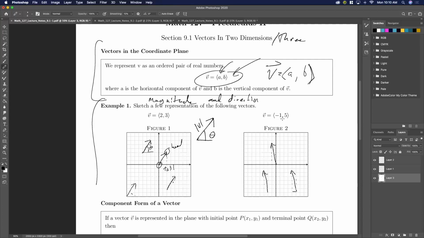It matters that this has a length of -1 in the horizontal direction and 5 up, 5 in the vertical direction. So a vector, I'm just trying to hit home that the vector does not have a spot on a coordinate plane. So that's why I'm doing that.